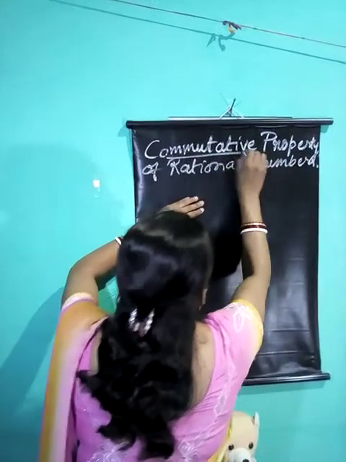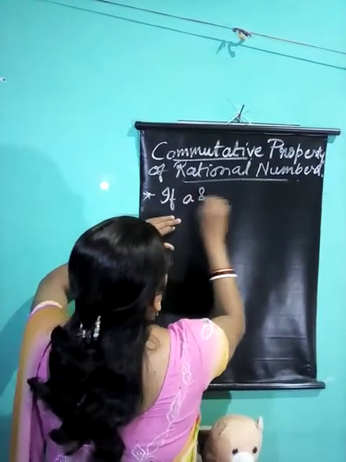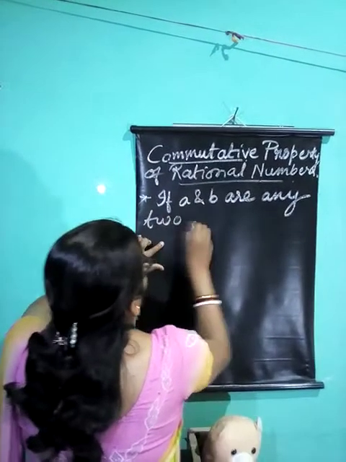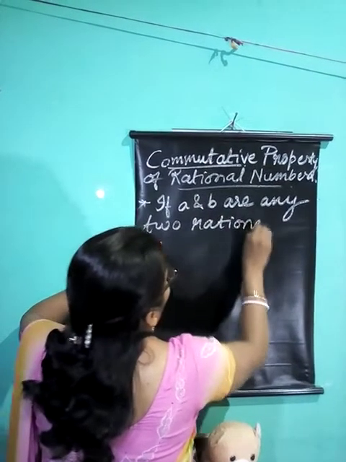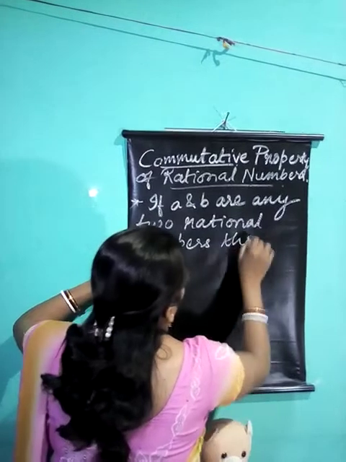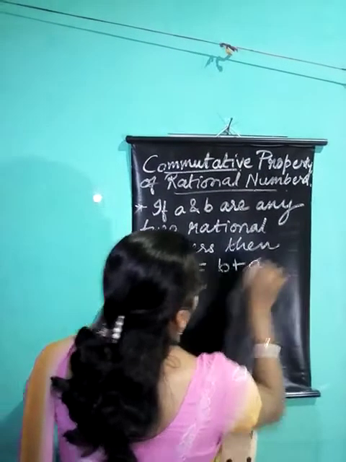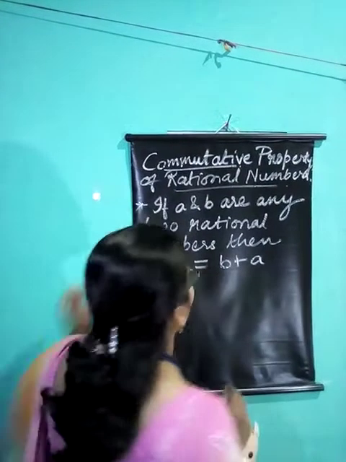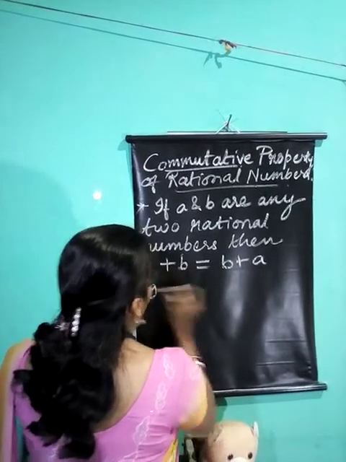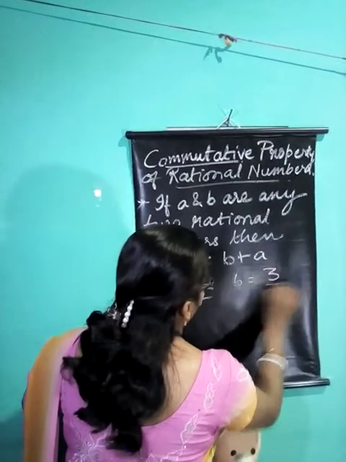Now, what is this property? If A and B are any two rational numbers, then A plus B is equal to B plus A. Now let us check whether addition is commutative or not. For example, let us take A is equal to 2 by 7 and B is equal to 3 by 7.